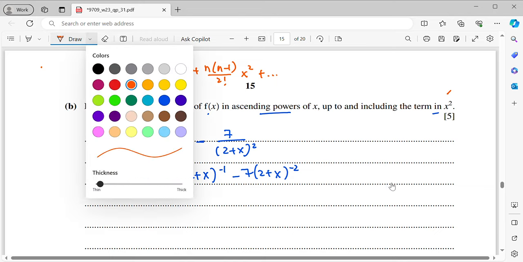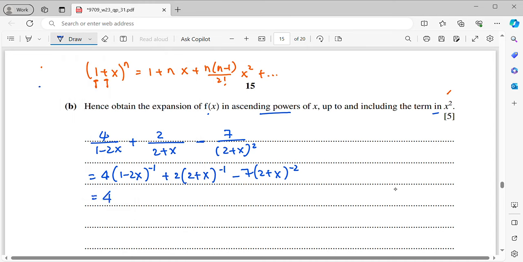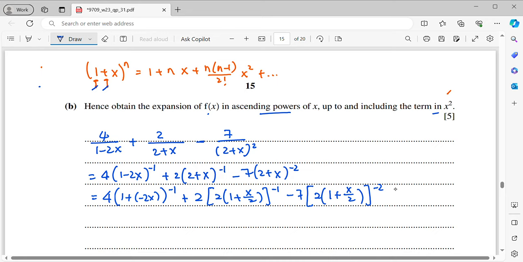So now, I will rewrite. So it will be 4 bracket 1 plus negative 2x to the power of negative 1. Okay, so for the second term, since this is 2 plus x, I have to factorize the 2 to make it to 1. So 1 plus x over 2 to the power of negative 1. And then minus 7, again I factorize the 2 to make it to 1.